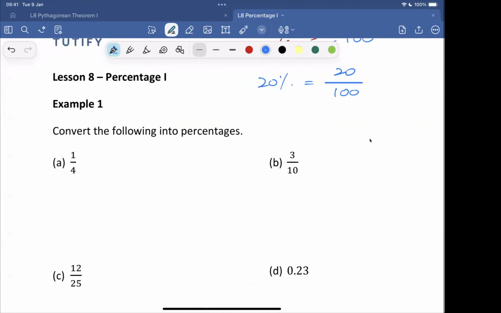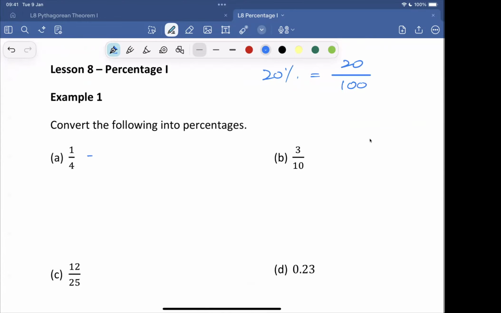So let's take a look at 1/4. What if I want to change this into a percentage? I just need to make sure that the denominator is 100. Then you'll be able to find the percentage. So if you multiply this by 25, you will get 25 out of 100, which means 25%. There you go. So students, why don't you do part B?